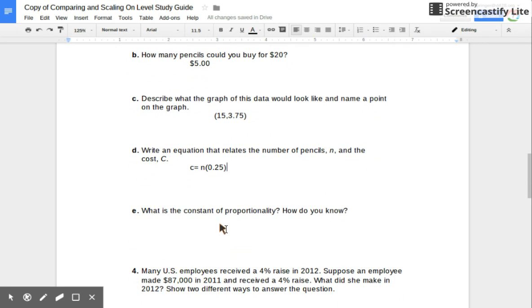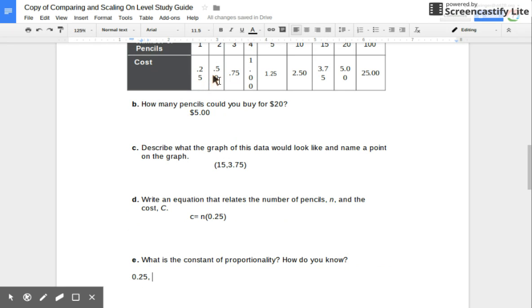Now, what is the constant of proportionality? How do you know? Well, when we set up an equation, our constant of proportionality is this number. It's this number we're multiplying to our variable. So the constant of proportionality is just 25 cents. Well, how do you know? Well, if we look at the graph, it's constantly increasing by 25 cents. For every 1 pencil we add on, we added on 25 cents. So that's something you could have written. It's constantly increasing by this amount every time, 25 cents.